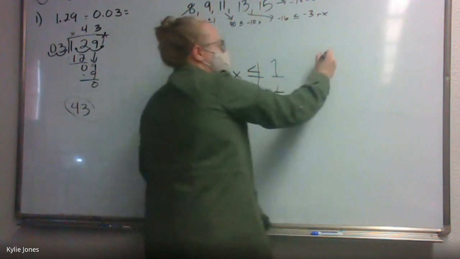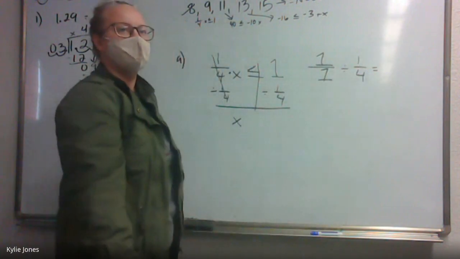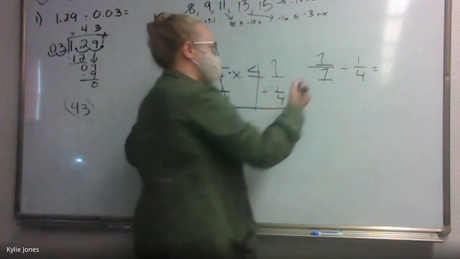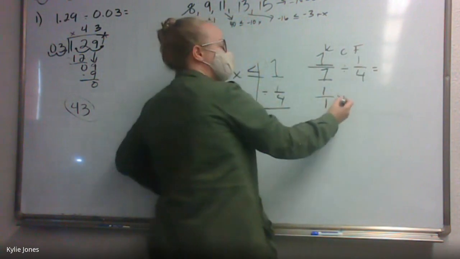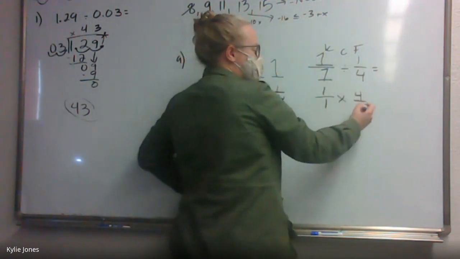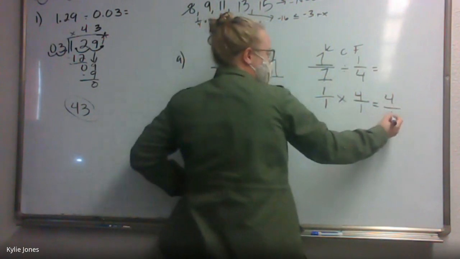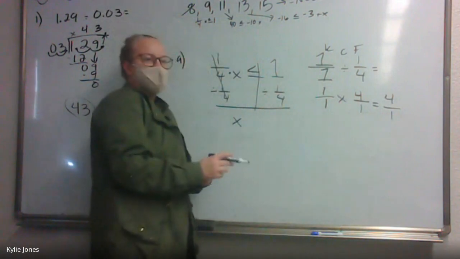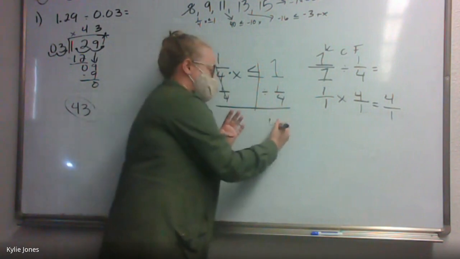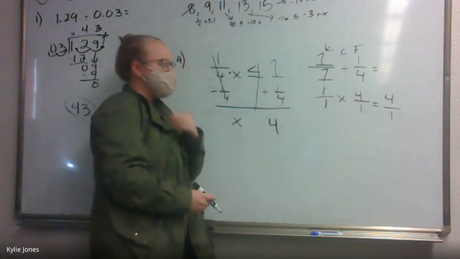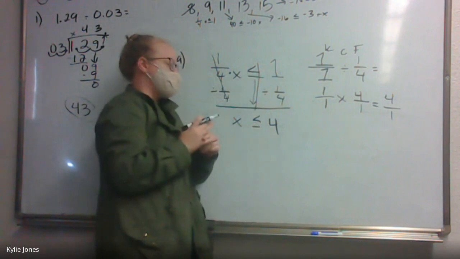But now we need to do 1 divided by 1/4. How do you do 1 divided by 1/4? Keep, change, flip. So we keep 1 over 1. Division turns into multiplication, and 1/4 becomes 4 over 1. We can multiply straight across. 1 times 4 is 4, and 1 times 1 is 1. Can I simplify 4 over 1? It just becomes 4. So our answer here is 4. 1/4 goes into 1 4 times. And then we need to drop down our inequality. So our inequality is x is less than or equal to 4.